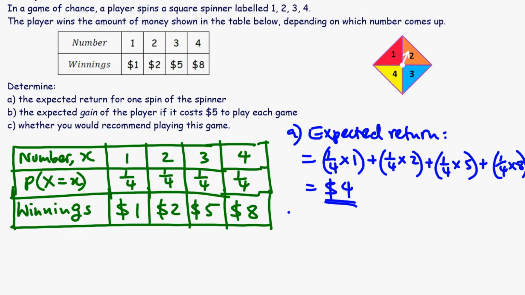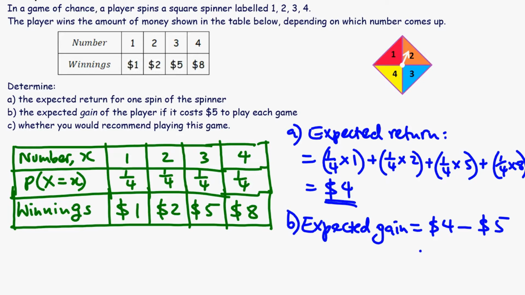Now, part B of this question, they're asking us to determine the expected gain of the player if it costs 5 to play the game. Of course, the expected return is 4. So the expected gain will be the expected return, which is 4, minus how much you're going to pay for that game, because the game costs 5. You can see here that we'll end up with negative $1. So basically, you're going to lose in this game. The average expected winning is $4. You pay $5, you expect to lose $1.